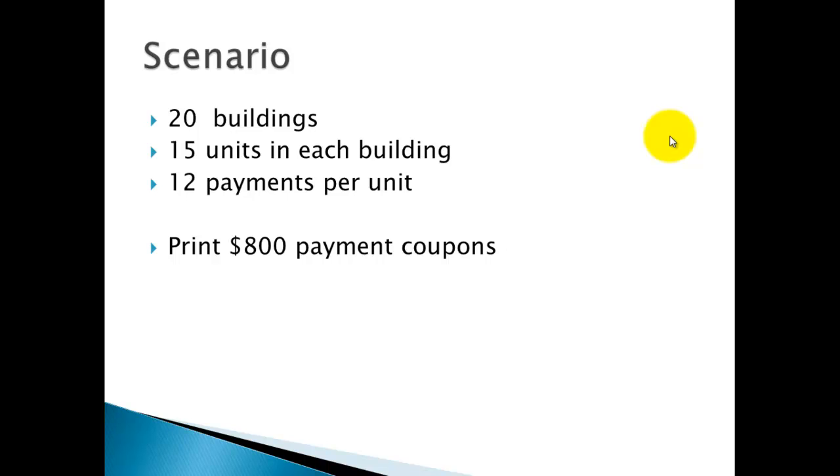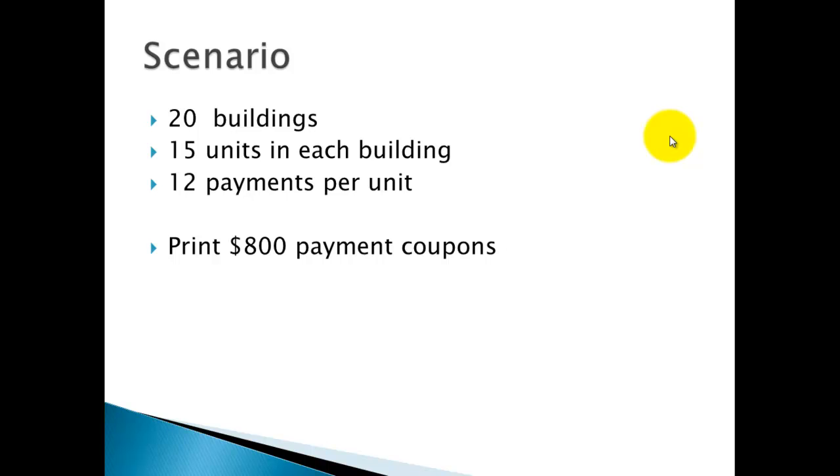And the scenario is that there are 20 buildings, and each building has 15 units, and you want to print 12 monthly payment coupons for each building. We also know that the monthly payment is $800 and that each coupon should contain the building number, the apartment number, and the payment number, and of course also the $800 amount on each coupon.